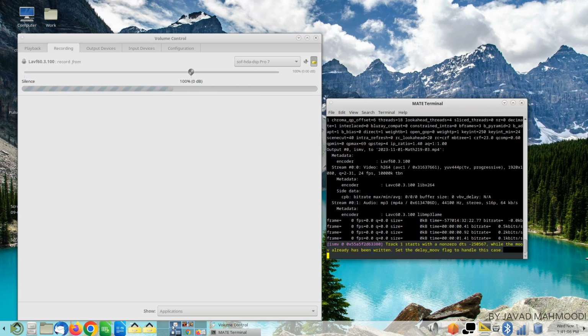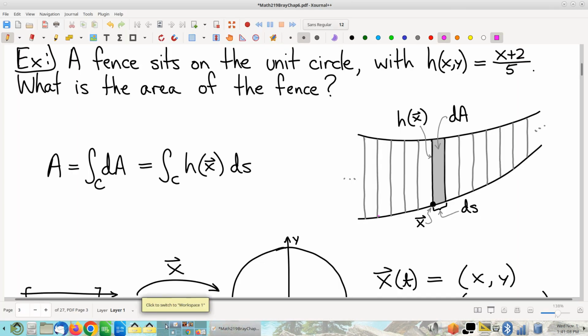Okay, so here's where we left off last time. We were looking at scalar line integrals. We saw a couple of examples. I'm going to show you a different one, just why not while we're here?